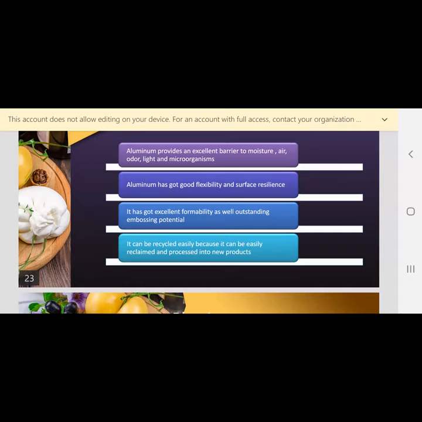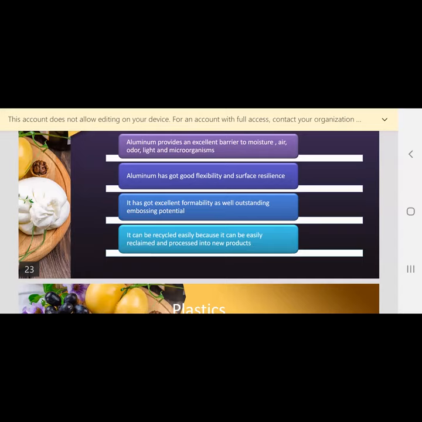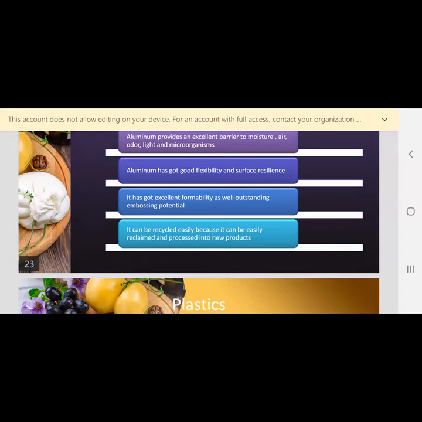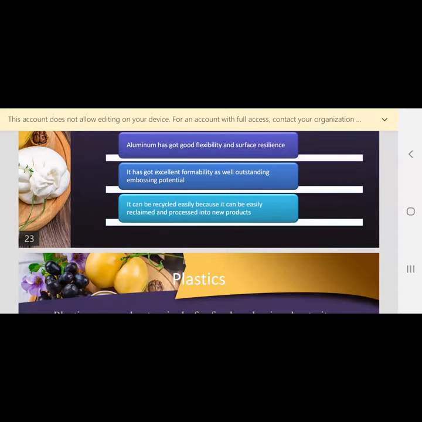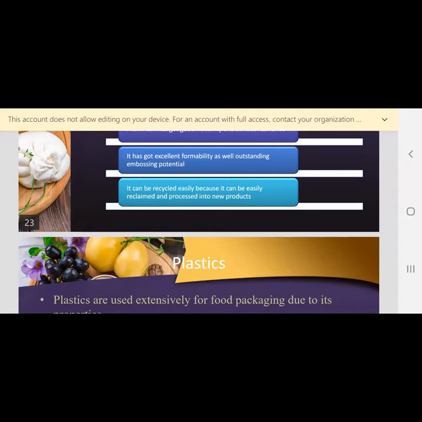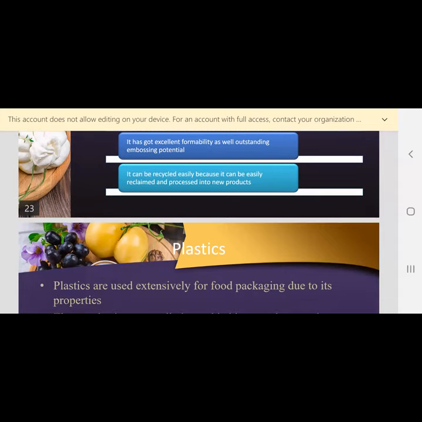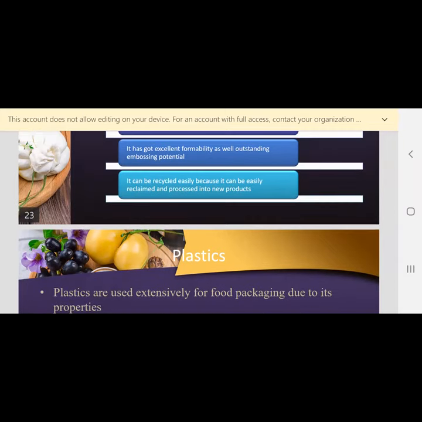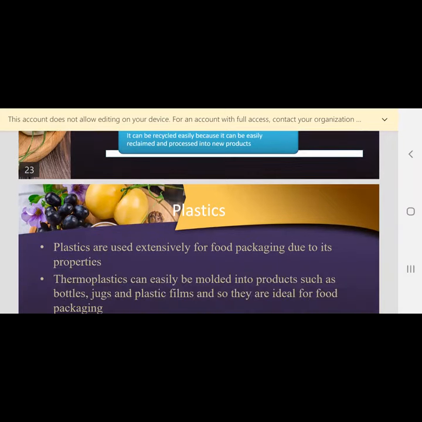We all know the component of aluminium is very soft in nature. So embossing is a very good choice for aluminium sheet or any container. And as it is a metal, it can be recycled also. And next come the plastics.